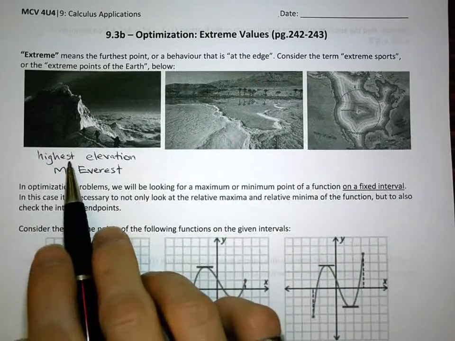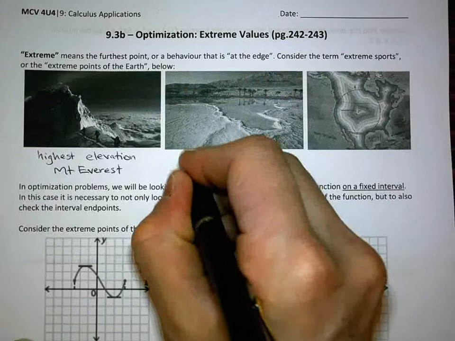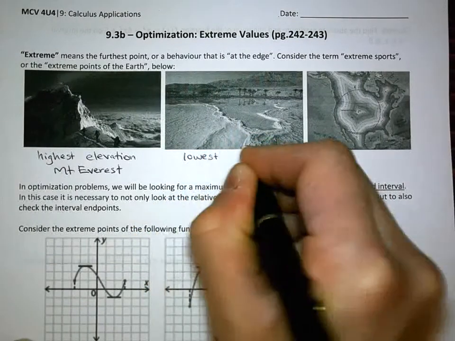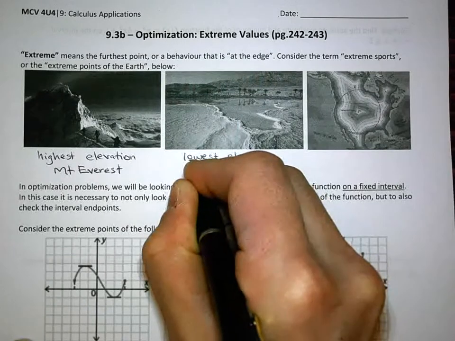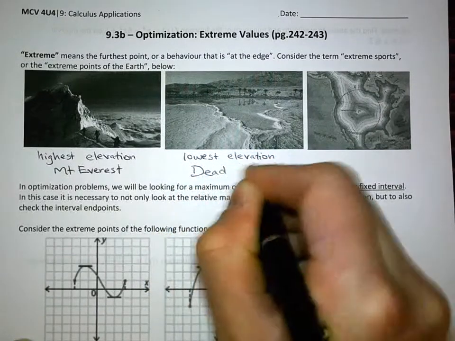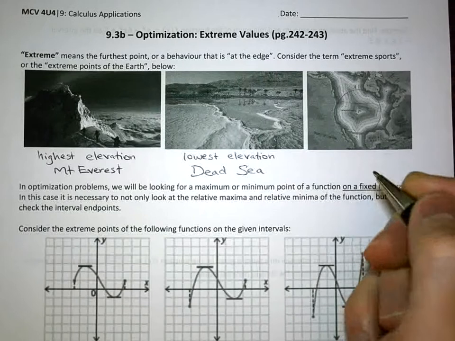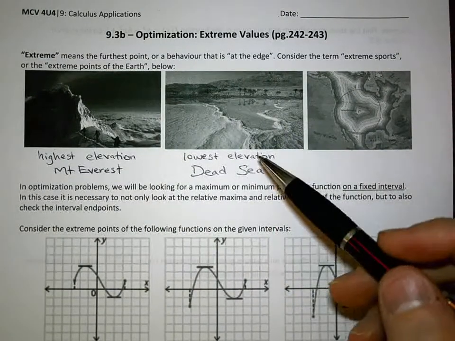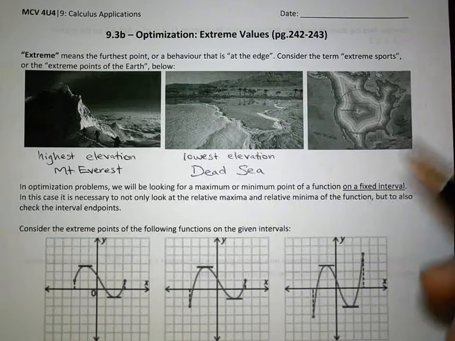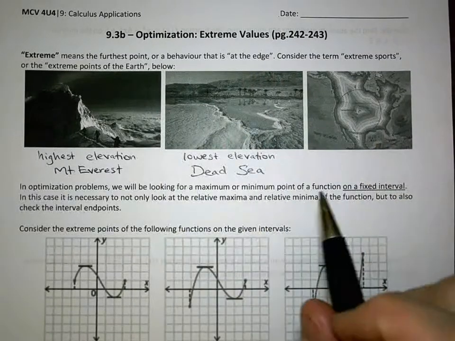Now, if the highest elevation is one extreme value, then the lowest elevation would be another extreme point on the Earth. And this, you probably know it as well, hopefully. That's the Dead Sea, located in the Middle East. I think it's like a few hundred meters below sea level. It's a very salty lake. It would be a cool place to go, and it would be an extreme point.